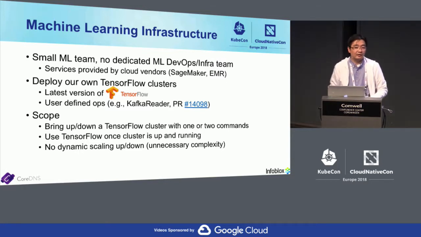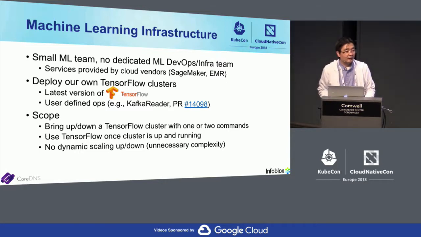Second, TensorFlow is a very extensible framework. You can add a new feature with TensorFlow with user-defined ops. For example, we developed a user-defined op, Kafka Reader, for streaming data. We can only deploy Kafka Reader on our own TensorFlow clusters until it's merged into a TensorFlow release. Like I said, we have a very small team, so our scope is very limited. Eventually, we want to bring up and down a cluster with just a few commands, so that even machine learning researchers could launch clusters on their own.